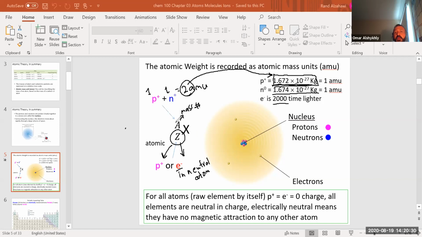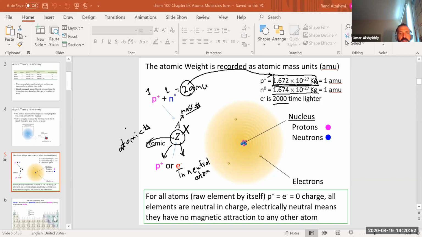Okay, now we will use this information to calculate the number of protons or neutrons in each atom, or the number of electrons, or the mass number of the atom, or Z, which is the atomic number. Be careful, the atomic number represents just the number of protons.